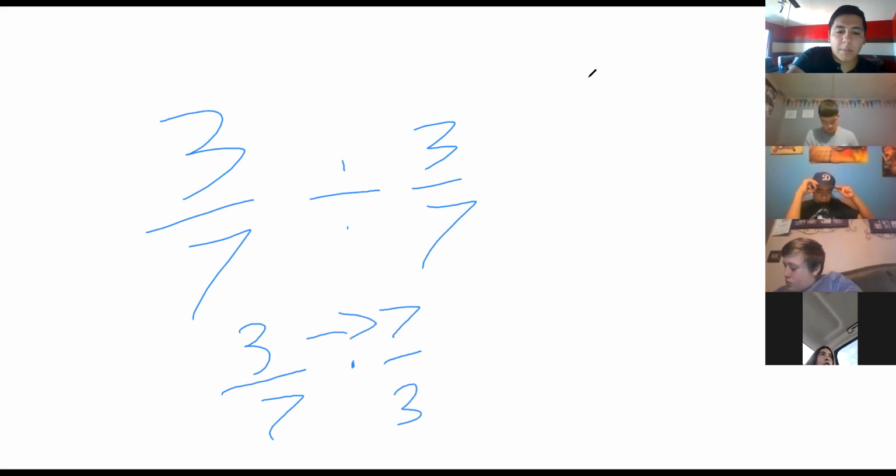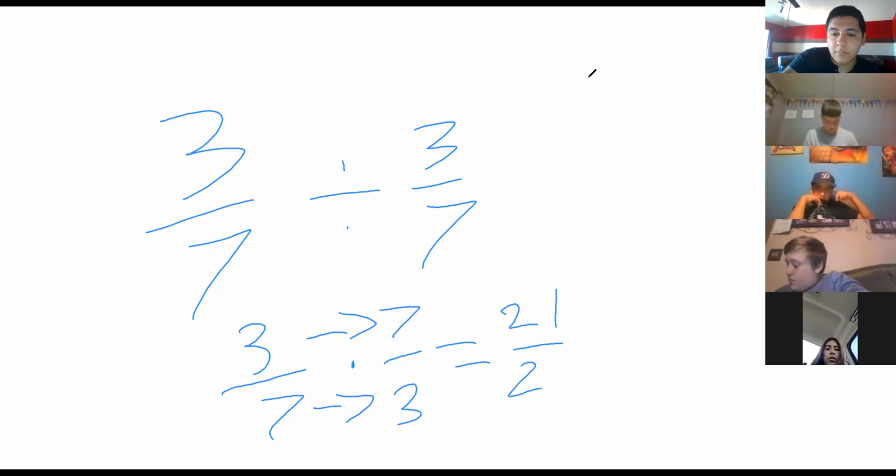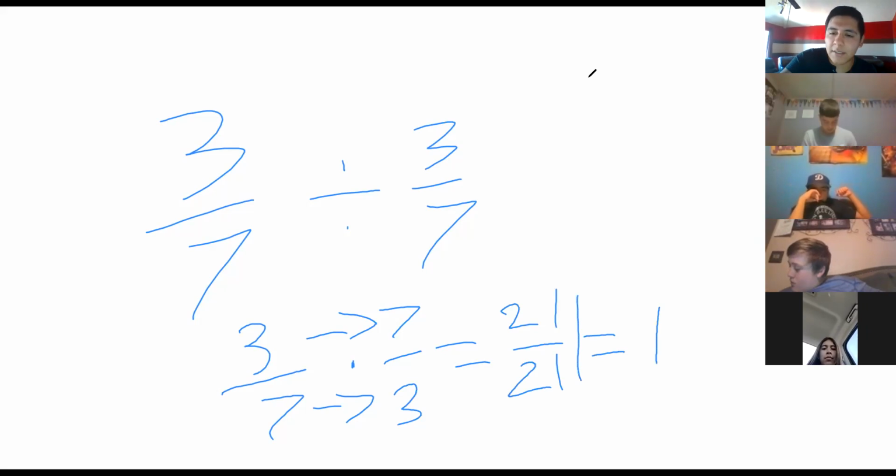Now we're going to multiply straight across. 3 times 7 is 21, and on the bottom, 7 times 3 is 21. 21 over 21 equals 1.